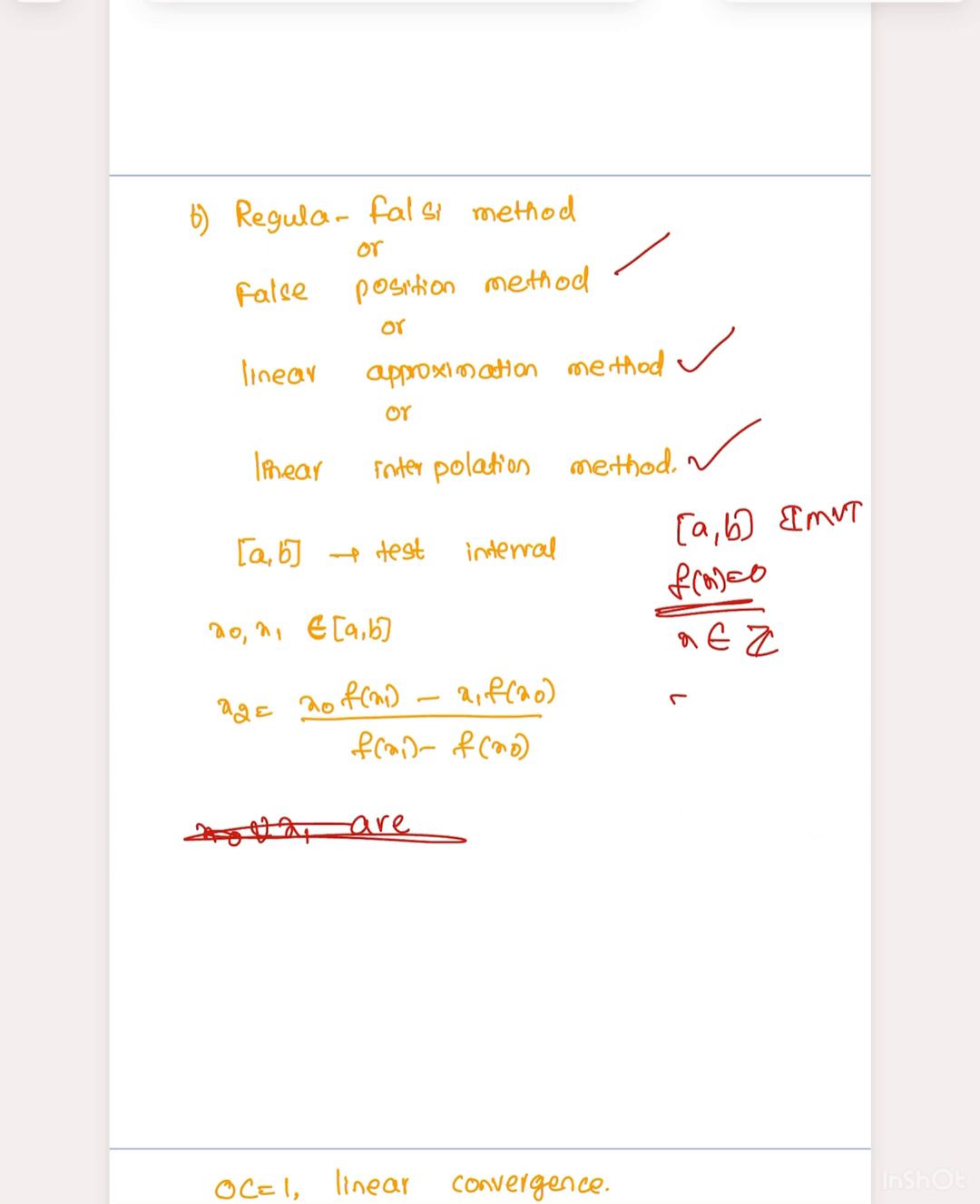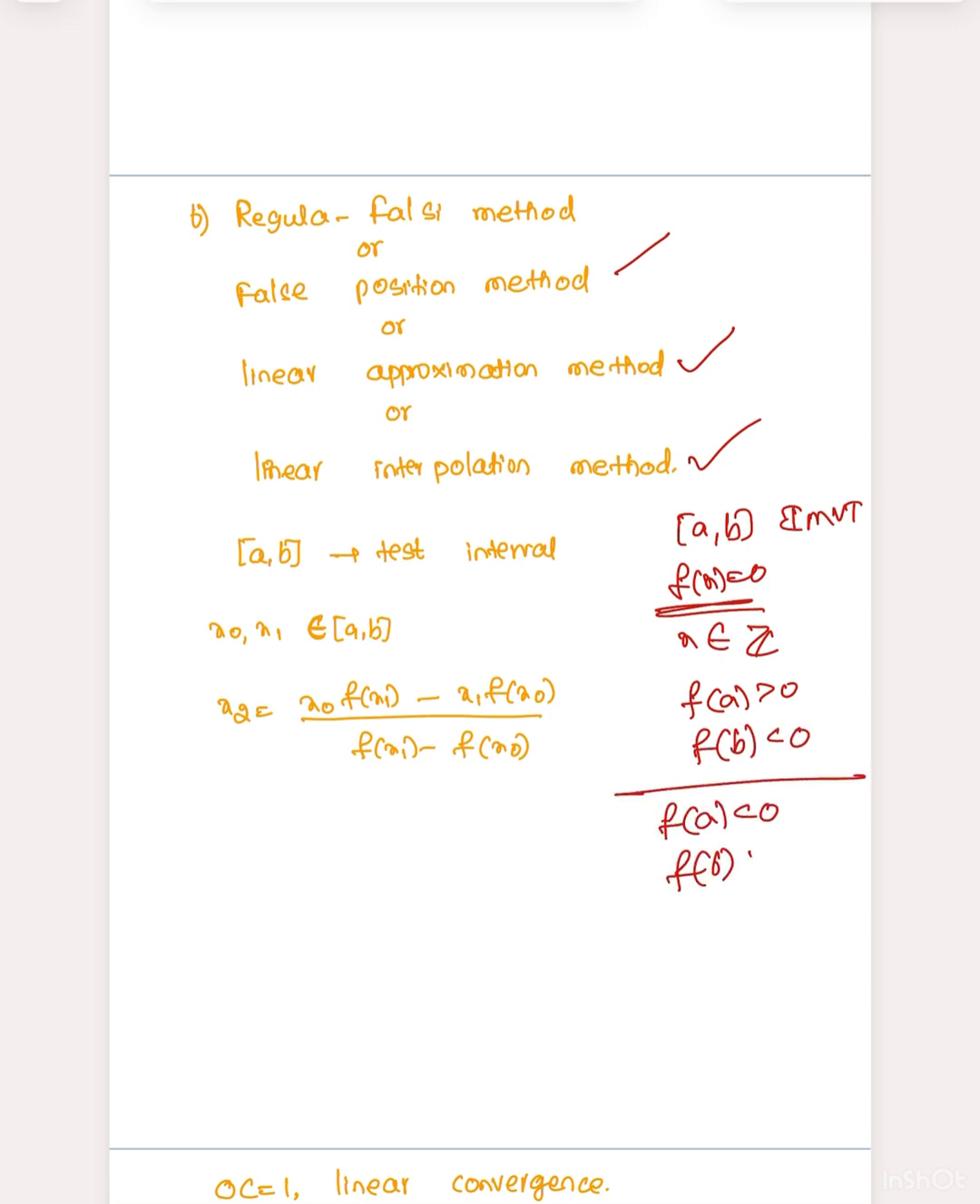So we have to put x values from set of integers such that if suppose f of a is greater than 0 and f of b is less than 0, or sometimes f of a is less than 0 and f of b is greater than 0, such that a and b are consecutive integers. Then from IVT, intermediate value theorem, the root lies in the closed interval ab. So this is how we have taken ab. Here we should remember that a and b are consecutive integers.